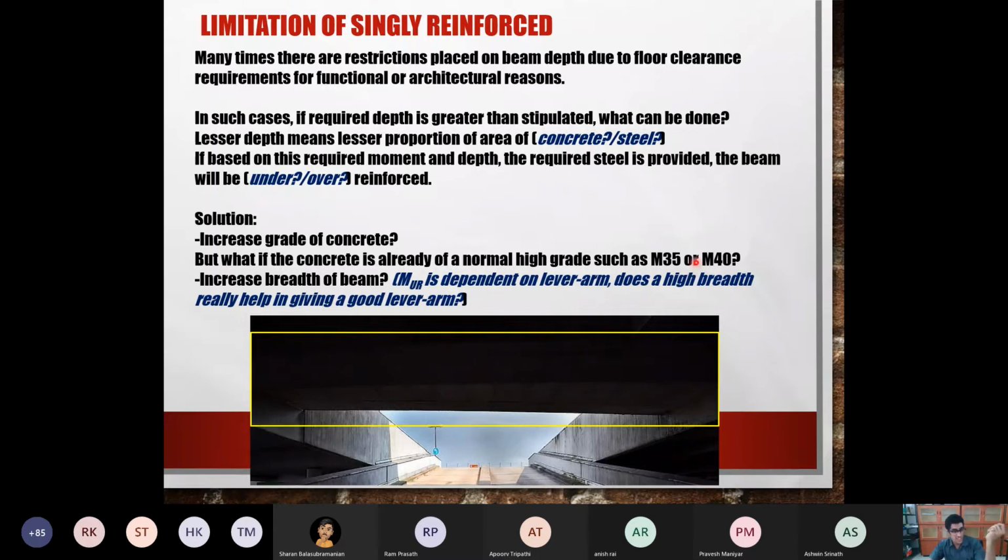That is one solution, but usually the contractors will not accept it for just one particular area. Nobody will want to increase the grade of concrete just for example, one particular beam in a whole big structure or one particular column. It is always advisable to use the same grade of concrete. Making one structure with different grades of concrete for different parts is also not a good idea. And the next solution is, can you increase the breadth of the beam?